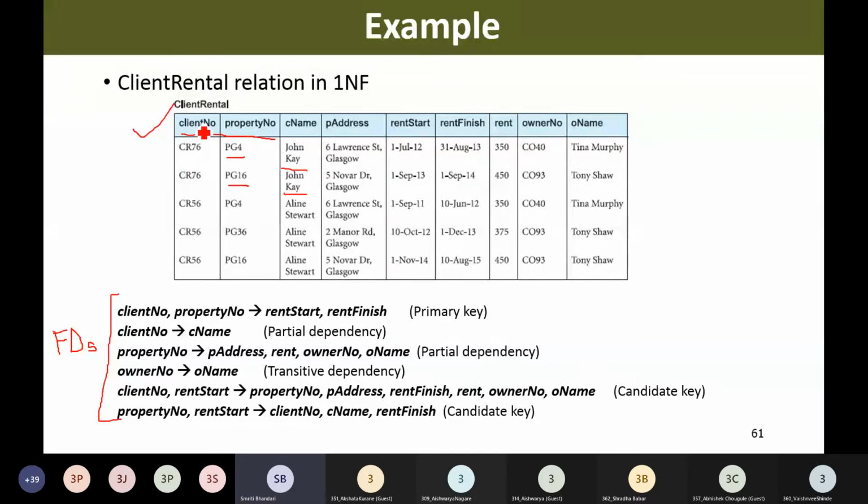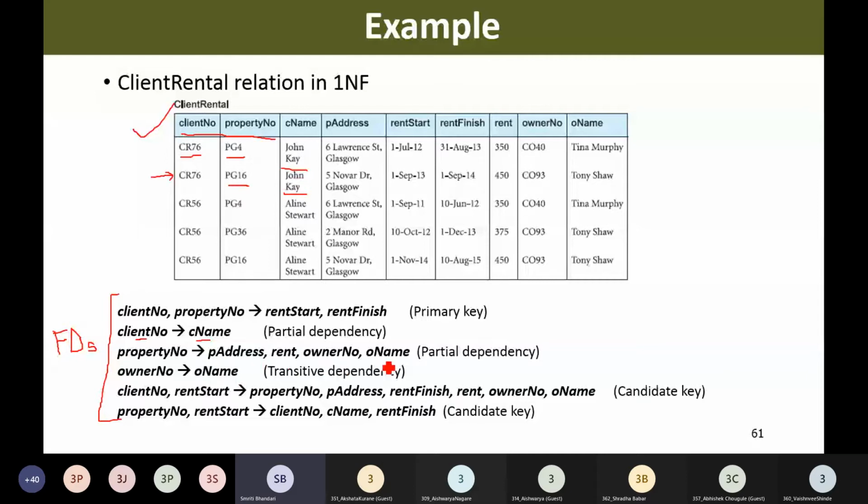Now, if we look at this particular table, we can identify a few more dependencies. For example, client number determines client name. See here, if I am having client number CR76, then I am having the same value for client name, that is John K. I am having one more tuple here with the same client number CR76. For that tuple also, I am having the same client name.